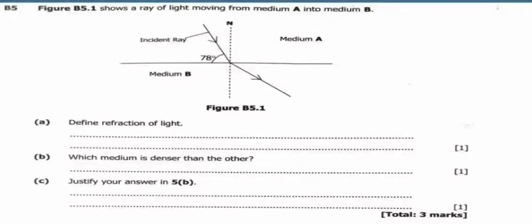Okay, so this is Science Paper 1, 2023 for internal candidates. It's saying figure B5.1 shows a ray of light moving from medium A into medium B. So what is happening here? The ray is coming from medium A going to medium B. So it is bending away from the normal, as you can see. So this line here, which is being represented by N, is called a normal line.